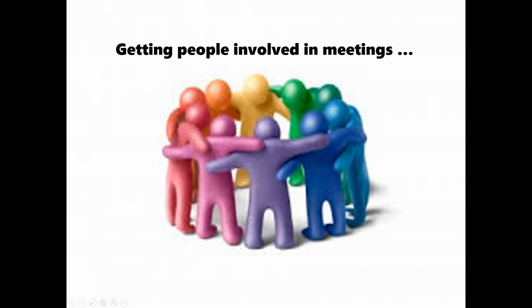Getting people, this is really what the next topic is about, getting people involved in meetings. So the objective is that you should try to give everyone an opportunity in a meeting to say something. Now, of course, the natural tendency will be the 20-80 rule. 20% of the people will do 80% of the talking, and equally 80% of the people will only do 20% of the talking. But I do want you to try to get everyone involved.